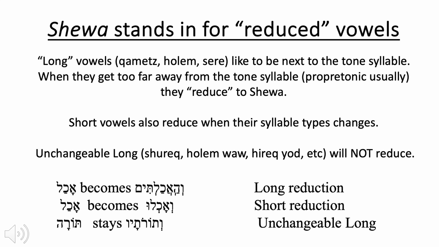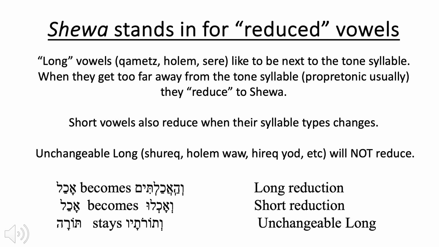One last note. Long vowels, like kamets, tsere, and occasionally holam, like to be in the pretonic syllable, that is, the syllable right before the accented syllable. When they are moved farther away from the tonic syllable, beyond where they want to be, the vowel will go away. It's said to reduce. What I mean by this is that the long vowel actually becomes a vocal schwa.